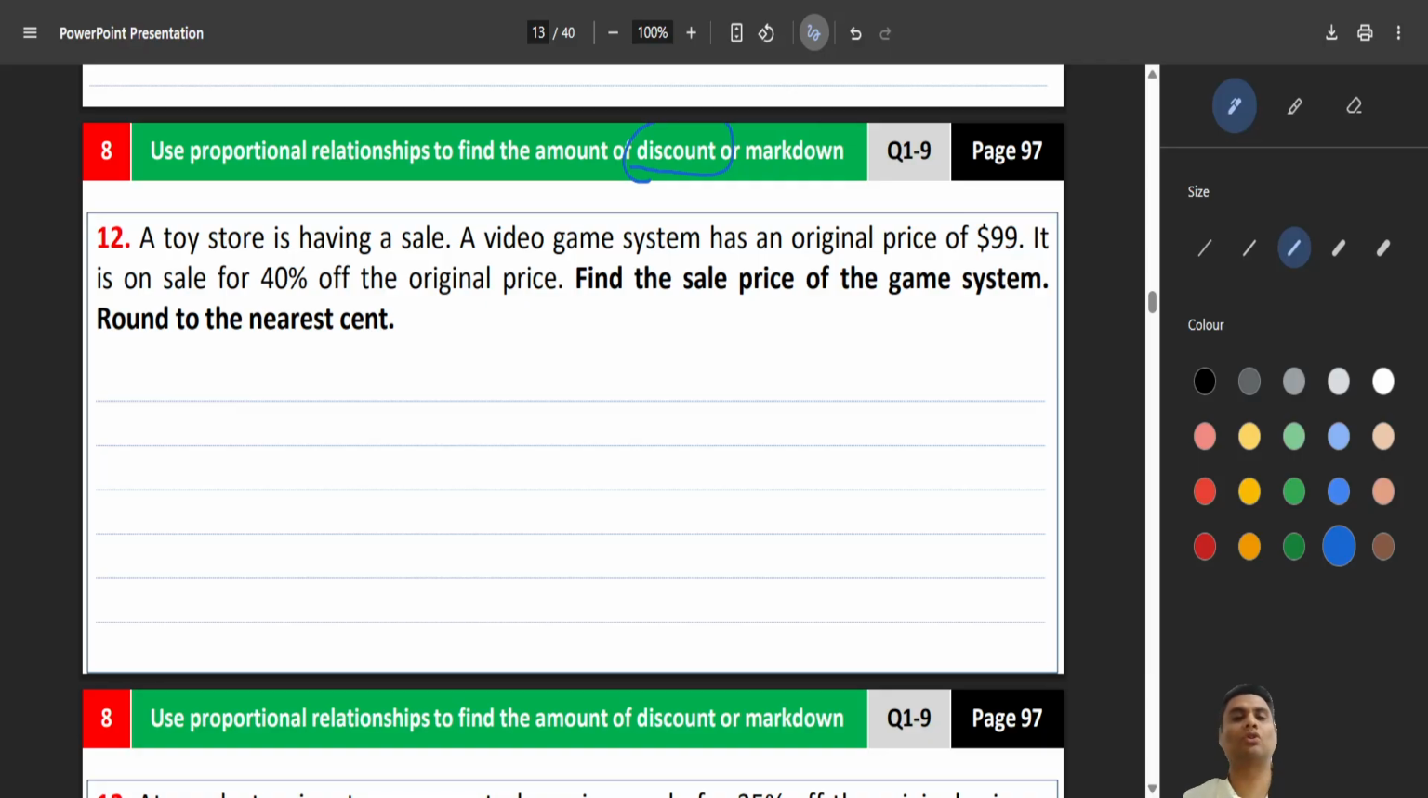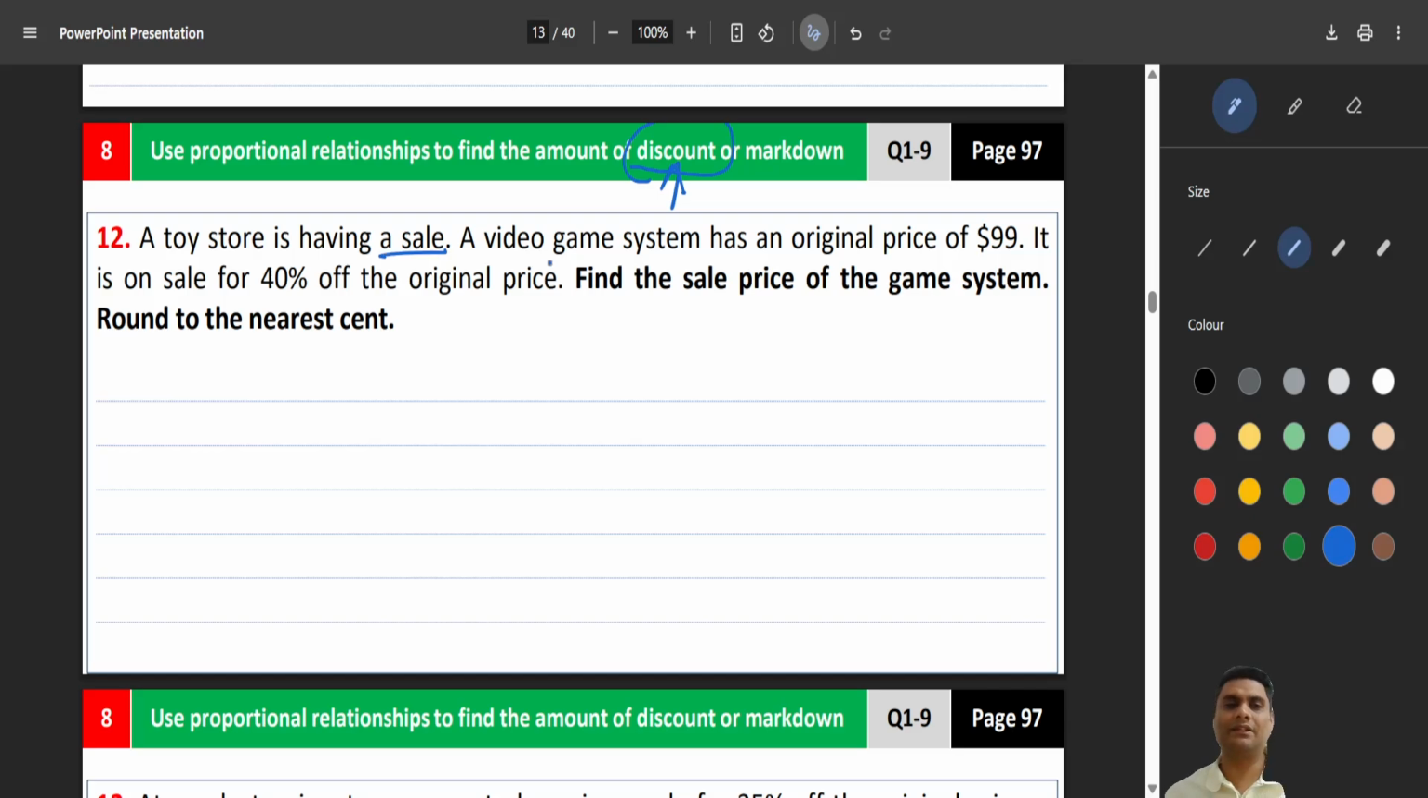Like something was 100 dirham and he says that there is a 20 dirham sale. So what will happen? 100 minus 20 is 80 dirham. So now how much will I pay? 80 dirham for that item. So whenever a question comes on discount, you will not do plus, you will always do minus. Remember that.